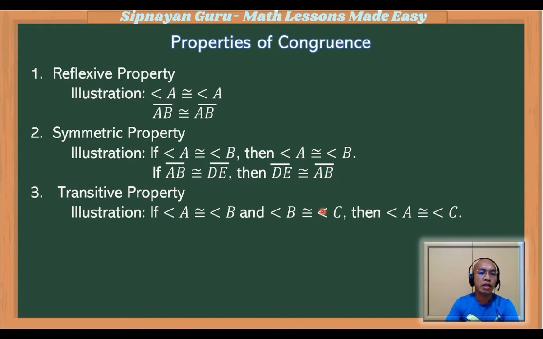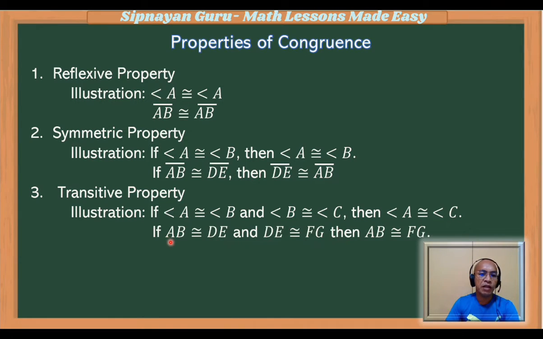And lastly, the transitive property of congruence. So this involves three quantities. If angle A is congruent to angle B, and angle B is congruent to angle C, then angle A is congruent to angle C. If segment AB is congruent to DE and DE is congruent to FG, then AB is congruent to FG.